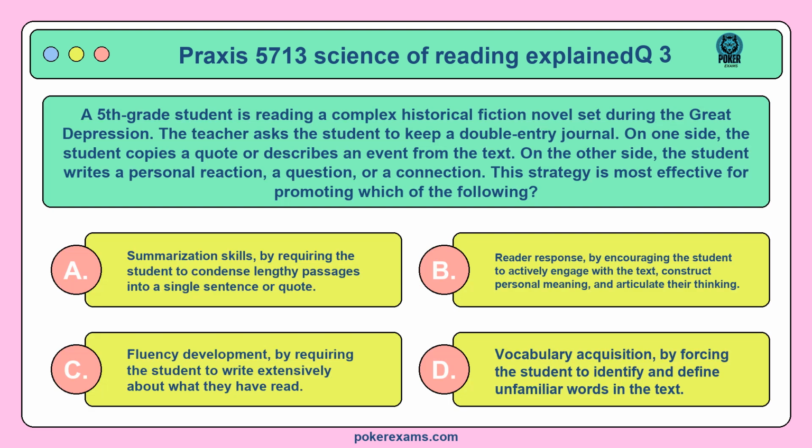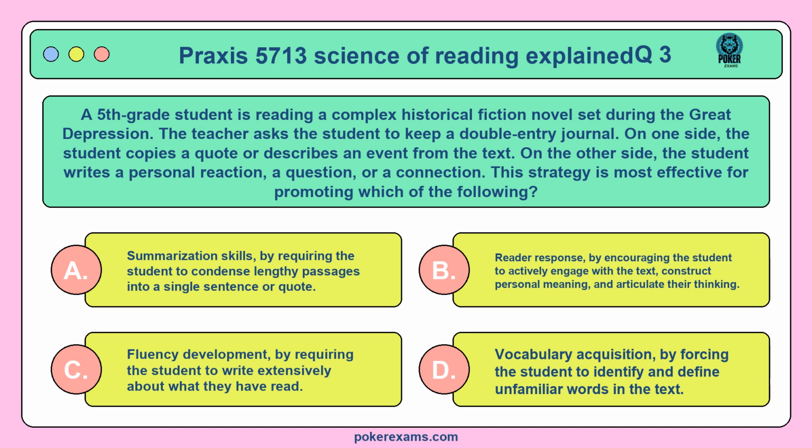Question 3. A 5th grade student is reading a complex historical fiction novel set during the Great Depression. The teacher asks the student to keep a double-entry journal. On one side, the student copies a quote or describes an event from the text. On the other side, the student writes a personal reaction, a question, or a connection. This strategy is most effective for promoting which of the following?